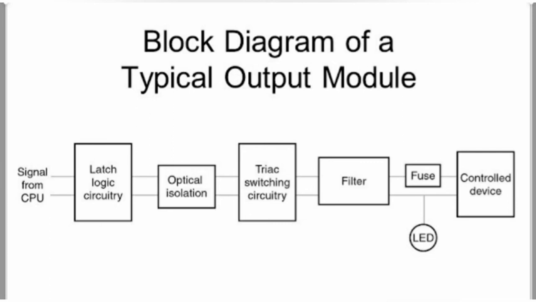After this, the AC signals switched by the triac are filtered to a safe level by a filtering circuit. To indicate the status of the output, an LED is provided on the output module. In some output modules, a fuse is provided to protect the circuit from drawing higher current.